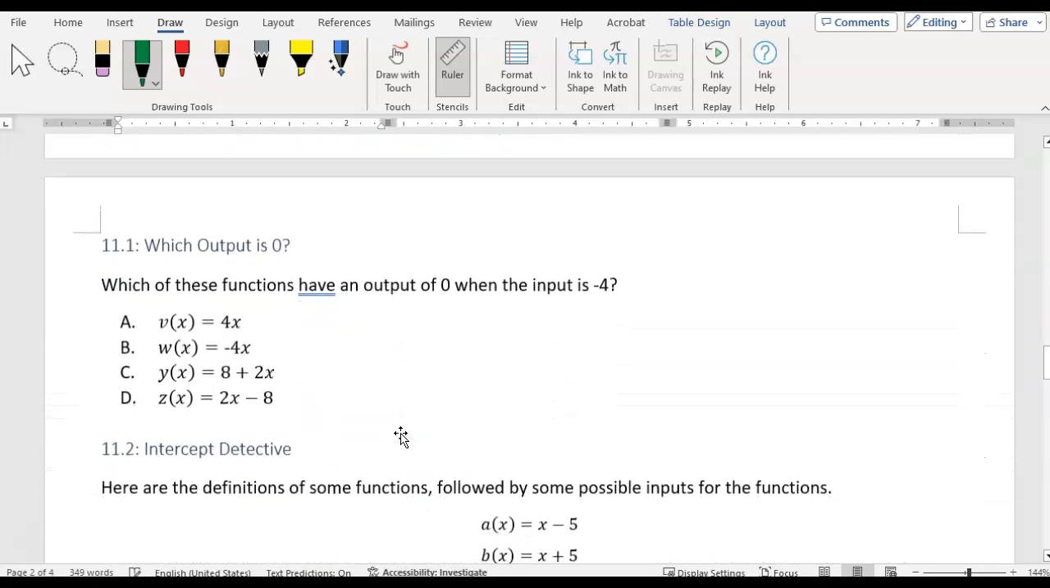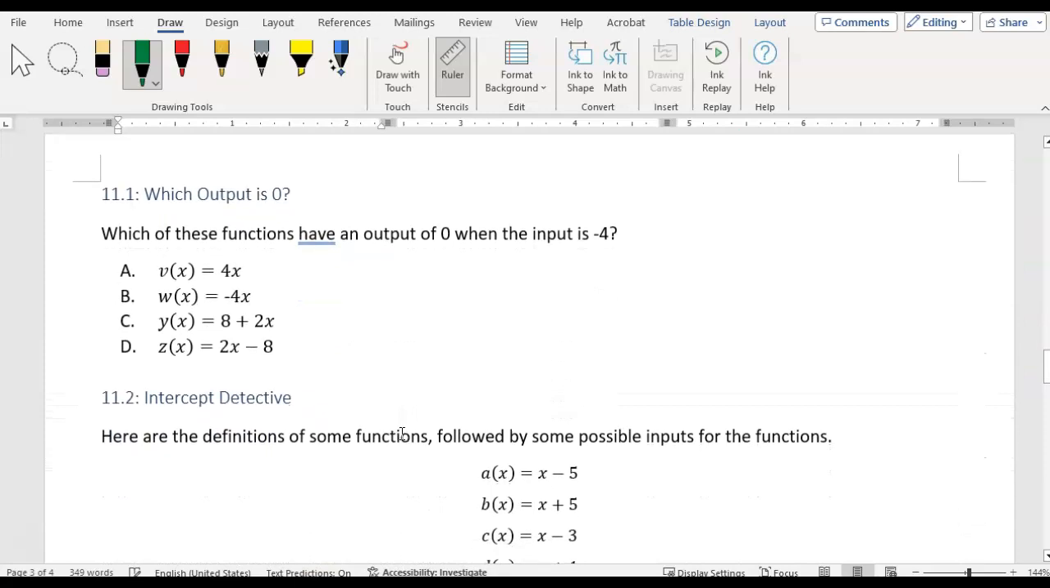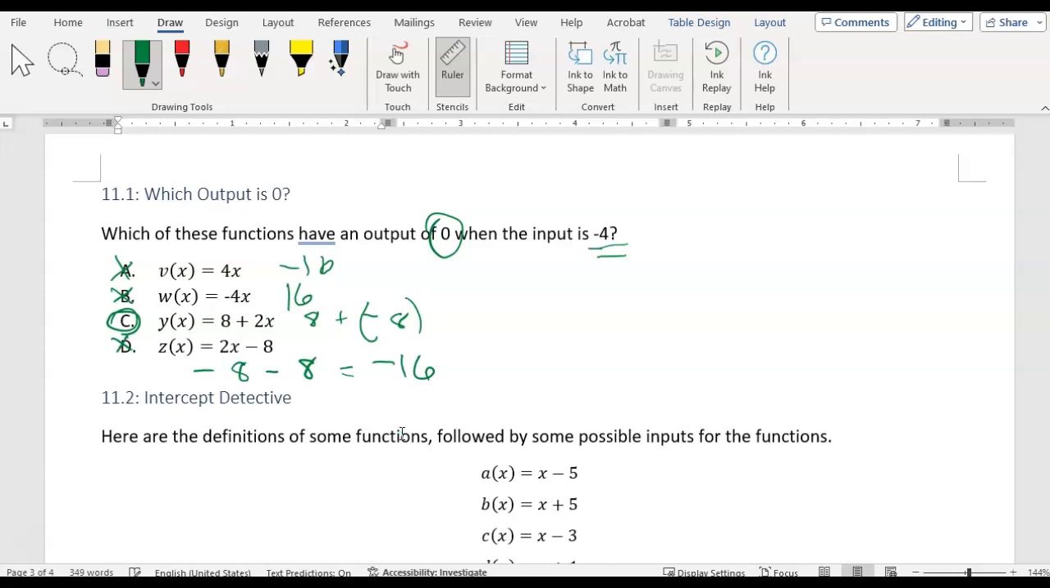All right, it says which output is 0. So this is thinking about which of these functions have an output of 0 when the input is negative 4. So if I put negative 4 here, I get negative 16. Not that one. I put negative 4 here, I get positive 16. If I put negative 4 here, I get 8 plus negative 8, or 8 minus 8, so that does equal 0. And if I put negative 4 here, I get negative 8 minus 8 equals negative 16. That is not true.